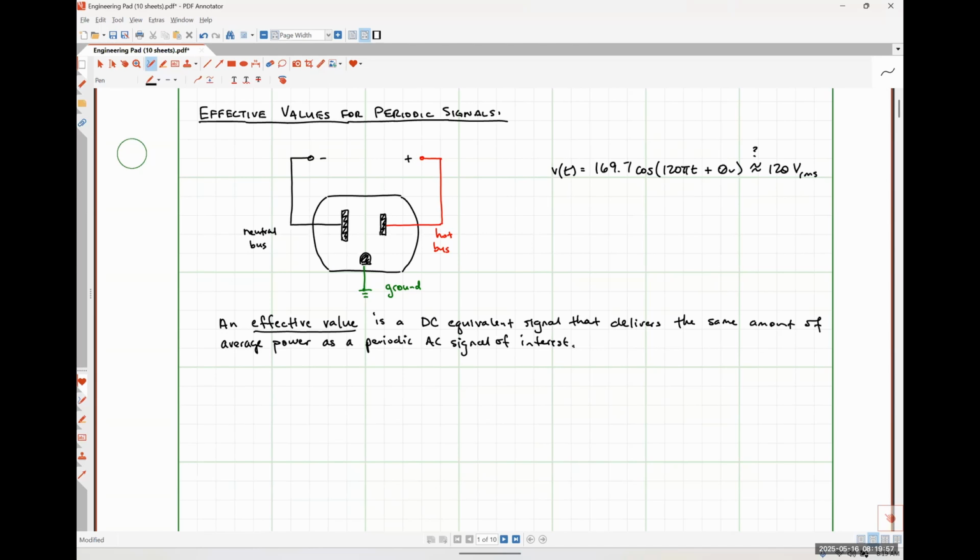When I say a periodic AC signal, I am not just referring to sinusoidal signals like we deal with in our everyday lives. This could also be square waves, triangular waves, literally any type of periodic signal that varies in time. You can determine the effective value of that signal by finding out essentially how much average power it provides to a particular load, and then back calculating to find out what the DC equivalent signal would be. And so we're going to talk about what that process entails here really quickly, okay?